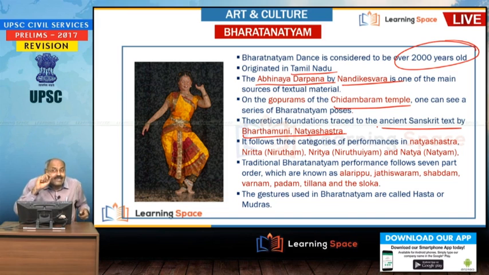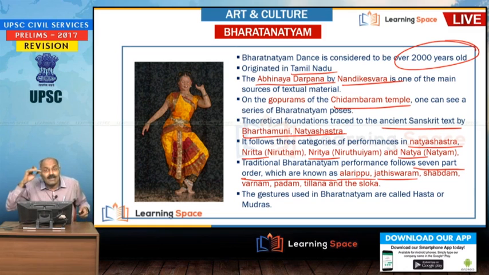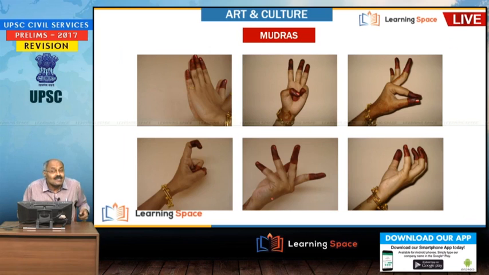And here a traditional Bharatanatyam performance follows a 7-part order, and it follows 3 categories of performances from the Natya Shastra: Nritta, Nritya and Natya. The 7-part order is known as Alaripu, Jatishwaram, Shabdam, then Varnam, Padam, Tilana and Shloka. And the gestures used in Bharatanatyam are known as Hasta or Mudras, right?